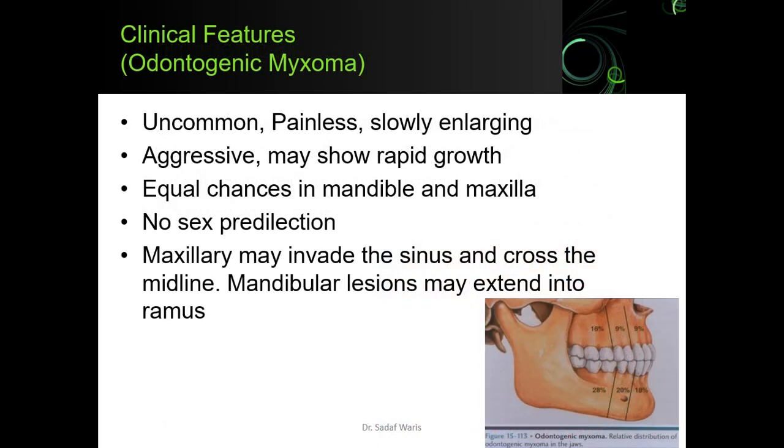These lesions, odontogenic myxomas, are usually uncommon. They slowly enlarge and may not cause pain. However, with rapid growth, they may become aggressive and they may cause destruction to the surrounding structures.